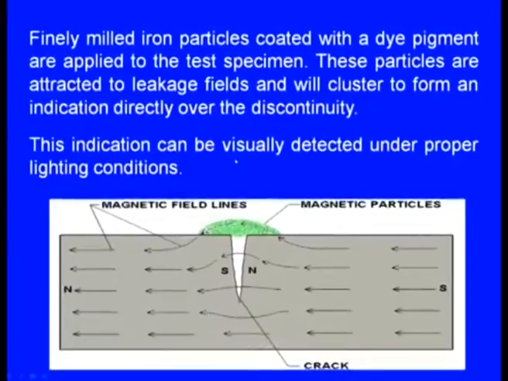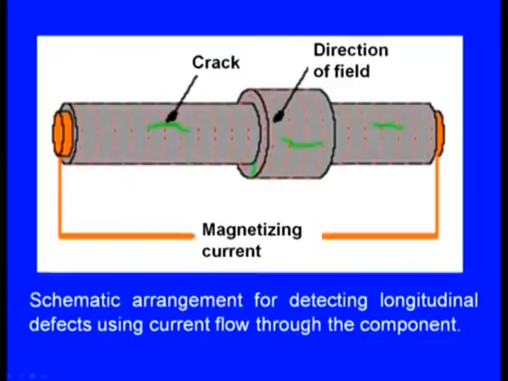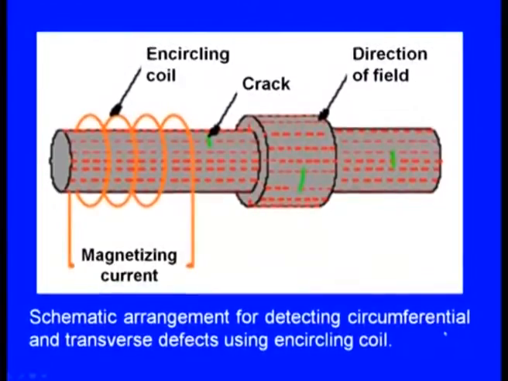This indication can be visually detected under proper lighting conditions, and this is the schematic arrangement for detecting longitudinal defects using current flow through the component. Next one, schematic arrangement for detecting circumferential and transverse defects using an encircling coil.